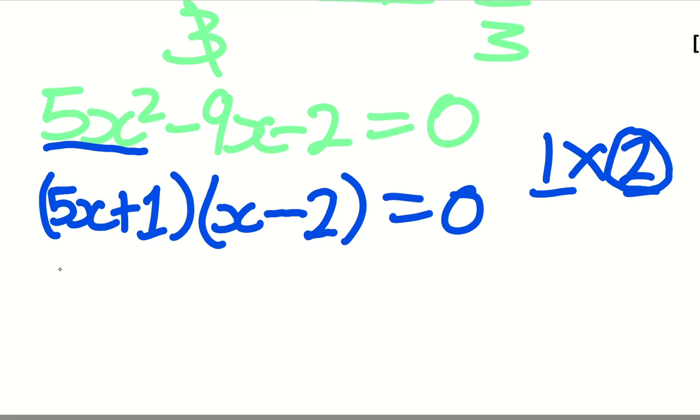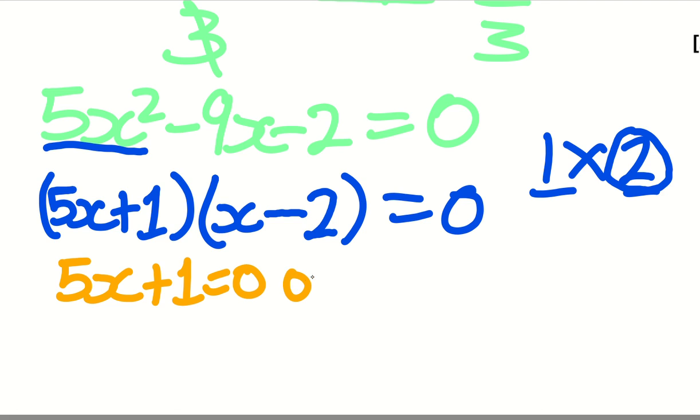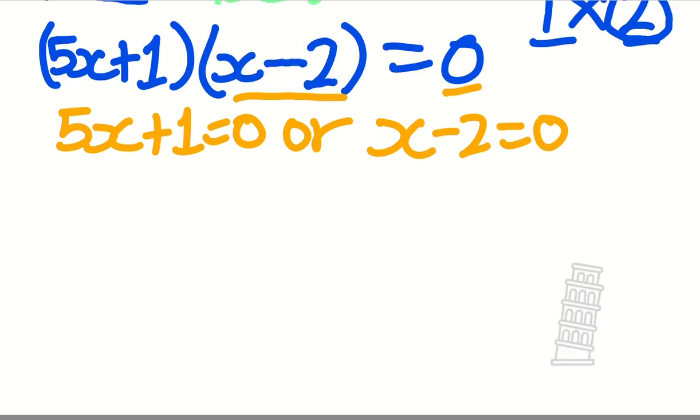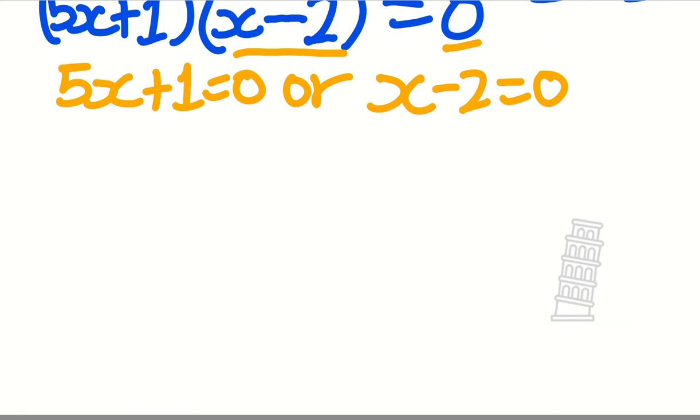So our answer, it means that 5x plus 1 equals 0. Then we write "or" x minus 2. So we're just taking the expressions inside the brackets and equating them to 0. So 5x plus 1 equals 0. Then we write "or", then we take the second bracket, x minus 2, and we also equate it to 0. So this step is actually a very easy step.